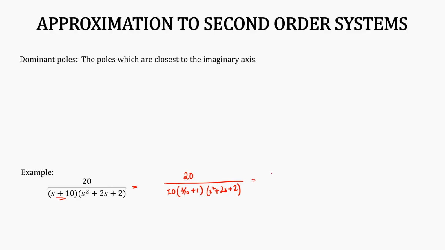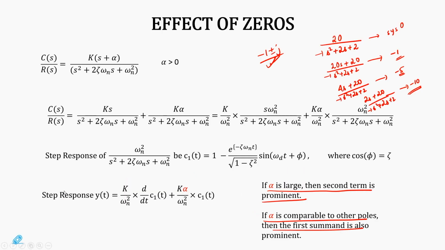Now, this becomes 2 by S by 10 plus 1, S square plus 2S plus 2. Now, get rid of this. So, now your approximated system is this. Now, you see the steady state value of this also is 1, for this also is 1. So, let us try to see what will be the effect of that.